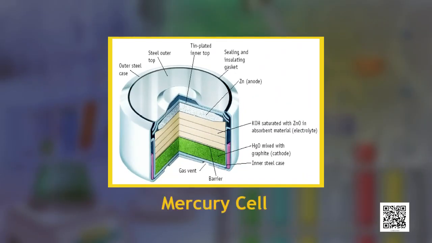Let us talk about another example of a primary cell, which you must have seen in hearing aids and watches. These are called mercury cells. It consists of zinc-mercury amalgam as anode and a paste of mercury oxide and carbon as the cathode. The electrolyte is a paste of potassium hydroxide and zinc oxide.